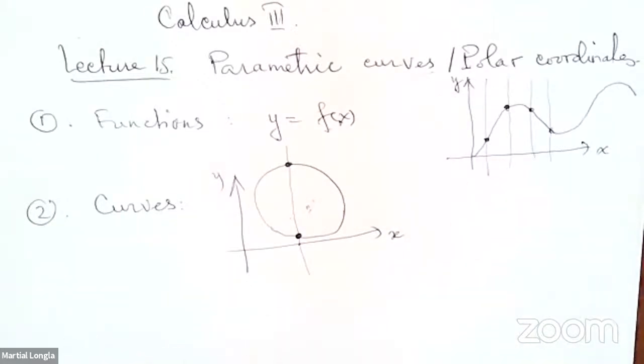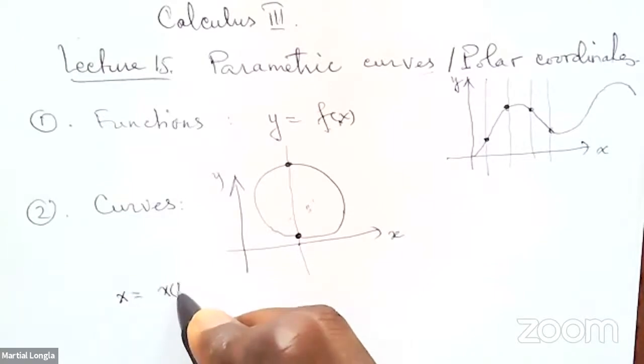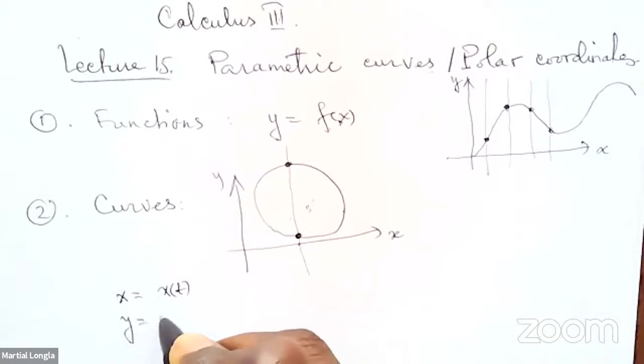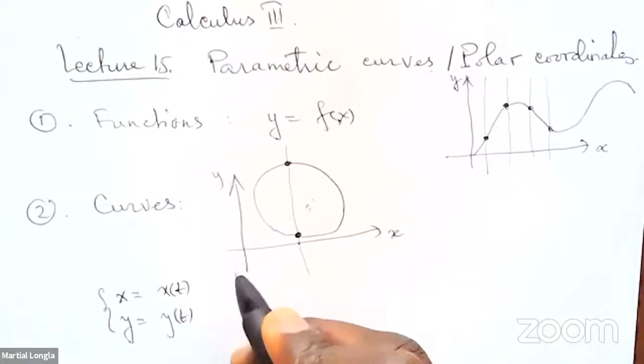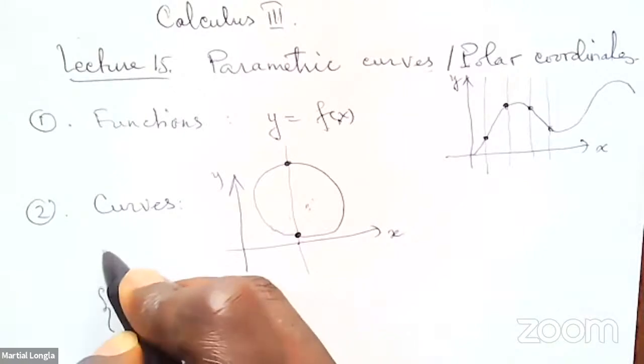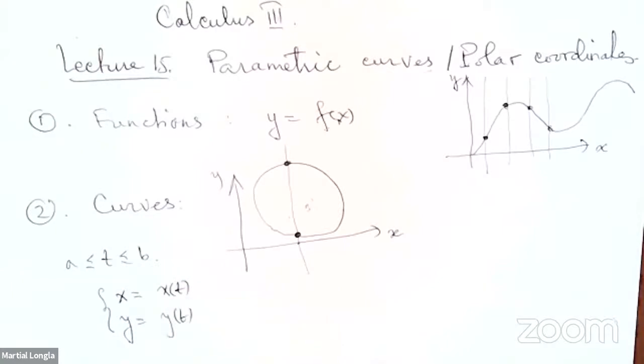These curves are often defined as x equals x of t, y equals y of t. So both x and y are functions of another variable, which is called t. In most of our problems, that variable will be time. That's why it's denoted t. And then you will have a range for that value of t, so t from some a to some b.